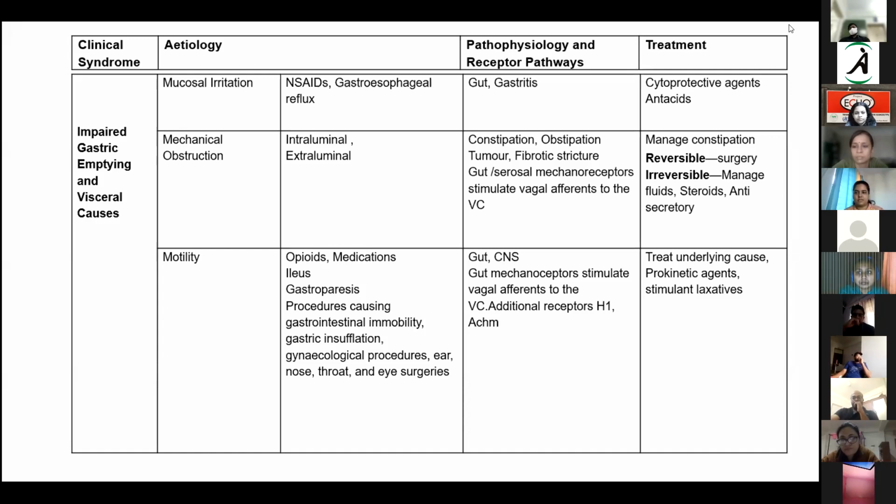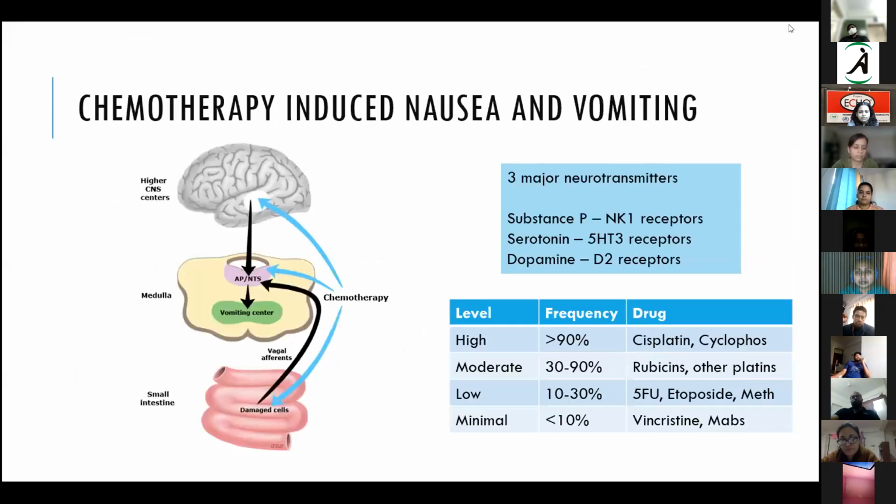I'm sure this presentation will be shared with all of you, so you can go back and look at this chart and have at least a broader idea about each symptom and possible etiological cause for which you can appropriately choose an antiemetic.